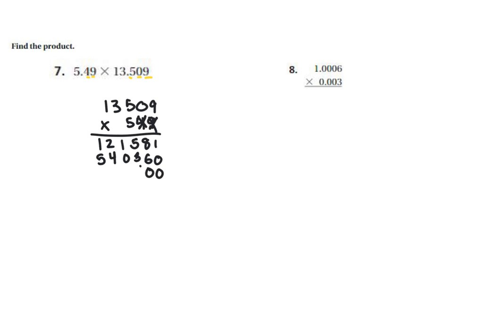And 5 times 9 is 45. 5 times 0 is 0, plus 4 is 4. 5 times 5 is 25. 5 times 3 is 15, plus 2 more is 17. And 5 times 1 is 5, plus 1 more is 6. So now we add them all up.